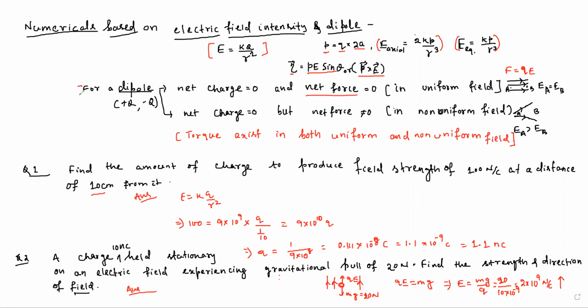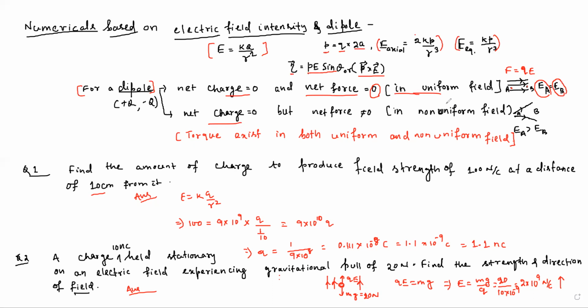Now this is very important for a dipole. Net charge is 0 always, and net force is 0 when it is placed in a uniform field. What is a uniform field? A uniform field is a field in which the strength of the electric field intensity is the same everywhere. If we take any two points A and B on the field, the strength is the same for both points.